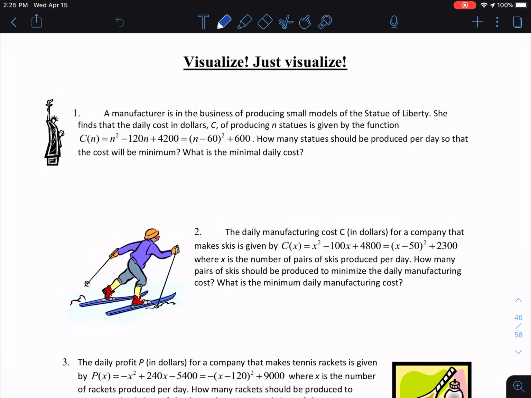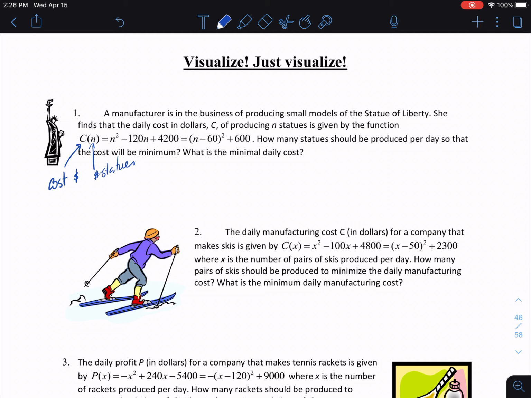All right, so let's take a look at all these transformations that we've been doing in what we call telekinesis and see how it plays out in some of the word problems that you might have seen before. For example, a manufacturer in the business of producing small models of the Statue of Liberty finds that the daily cost in dollars is C. So this is the cost in dollars of producing n statues, the number of statues.